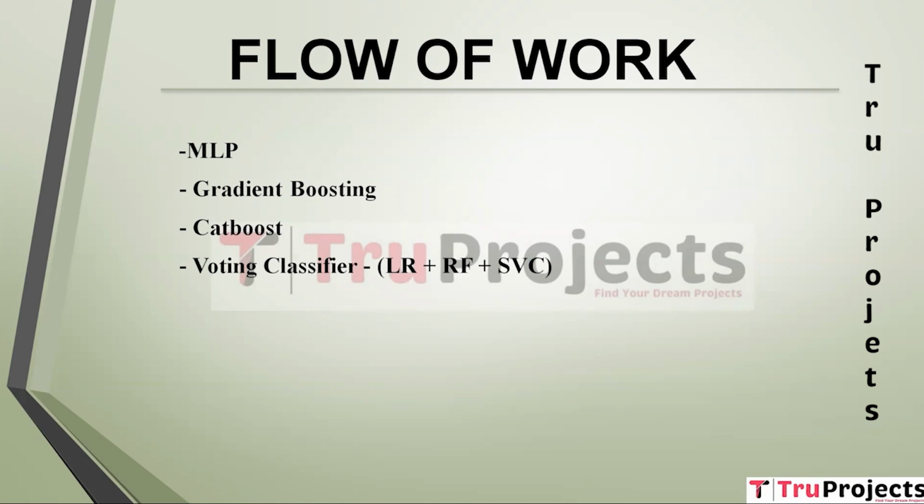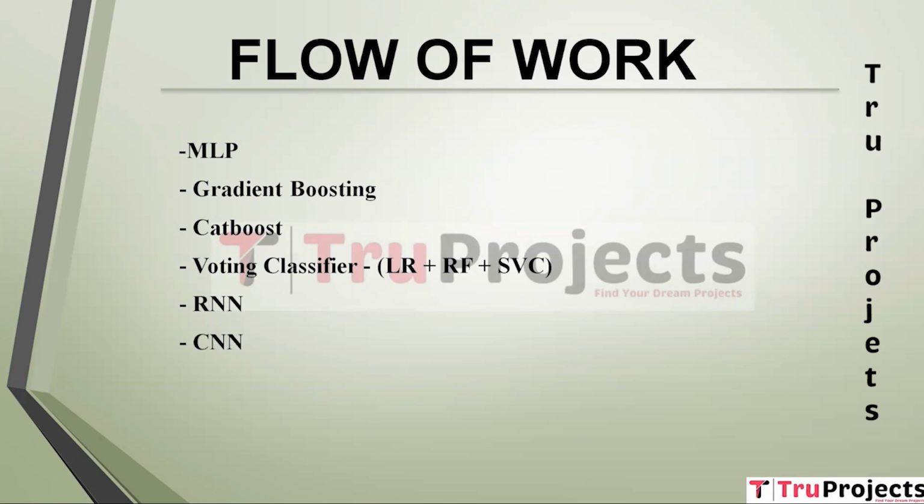Voting classifier. Voting classifier combines the predictions of multiple individual models, that is logistic regression, random forest, and support vector classifier, and predicts the class label by majority voting. This often leads to improved overall model performance. RNN, recurrent neural network. RNN is a type of neural network designed for processing sequential data by maintaining an internal state. It's widely used for various tasks involving natural language processing, time series analysis, and speech recognition due to its ability to capture temporal dependencies.